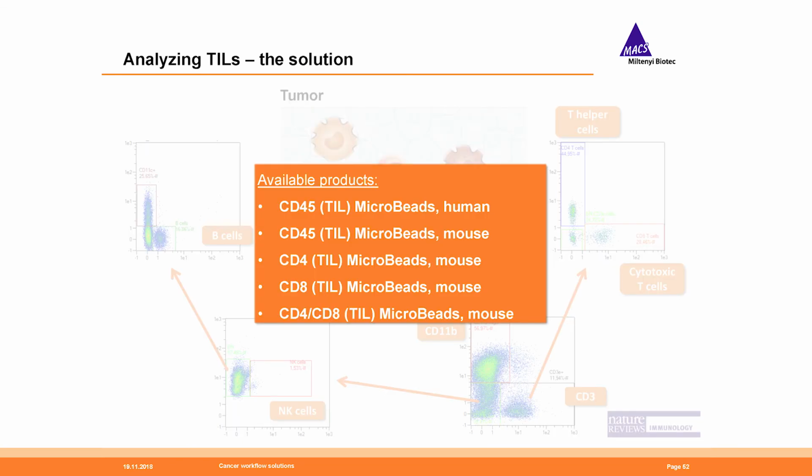So just to give you an idea, at the moment we have CD45 microbeads for TILs in human and mouse, and CD4, CD8, and CD4 and 8, what we call a pan T cell isolation, for mouse. These ones will also come out for human now in December, but then they will already have the new REAlease technology that we are working on now, which I will go into in a minute. So you can either go for all TILs or basically T cell specific.